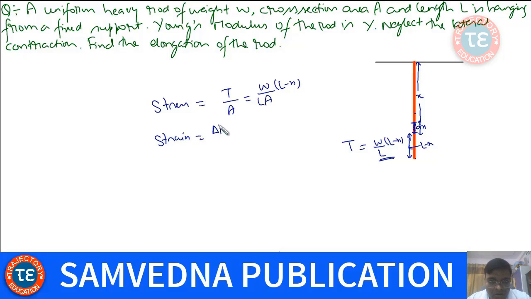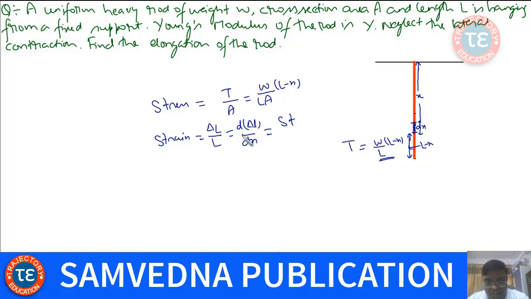And what's the strain? Strain is delta L upon L. So we don't know what is delta L, but we know dx, and the original length is dx. I want to calculate a strain in this element. So what is the elongation in this element? Suppose the elongation in dx element is delta L, right? Or say, let's call it d of delta L.